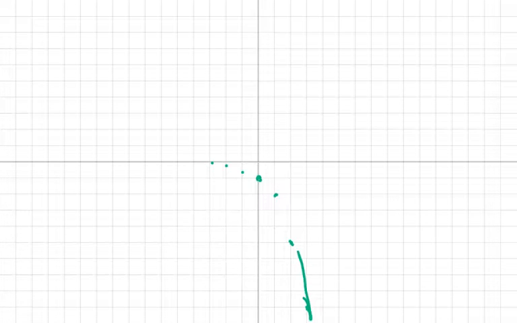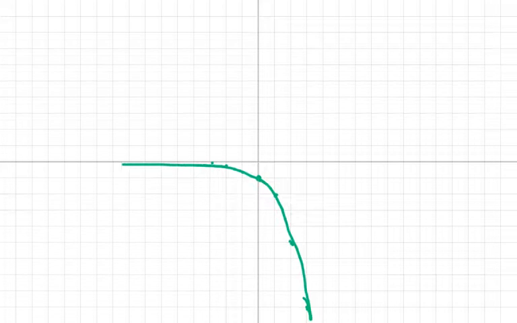Okay, -2 to the x. Let's start with 0, -1. We add 1, -2. 2, -4. 3, -8. -1, -1/2. -2, -1/4. And we know it would just keep getting smaller. Okay, so that looks like something like this.